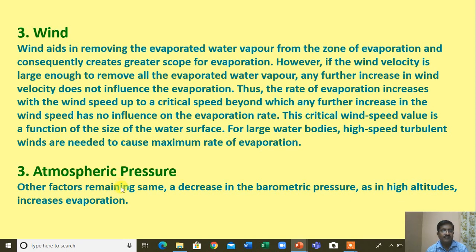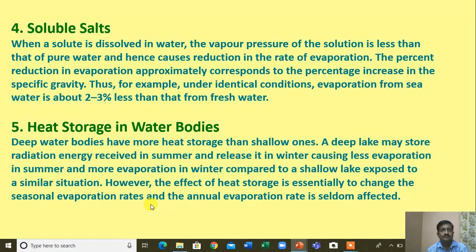Next is atmospheric pressure. Other factors remaining the same, a decrease in barometric pressure, as at high altitudes, increases evaporation. Fourth is the soluble salts. When a solute is dissolved in water, the vapor pressure of the solution is less than that of pure water and hence causes a reduction in the rate of evaporation. The percent reduction in evaporation approximately corresponds to the percentage increase in specific gravity. Thus, for example, under identical conditions, evaporation from seawater is about 2 to 3% less than that from fresh water.